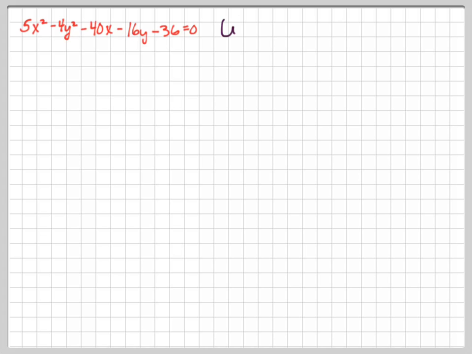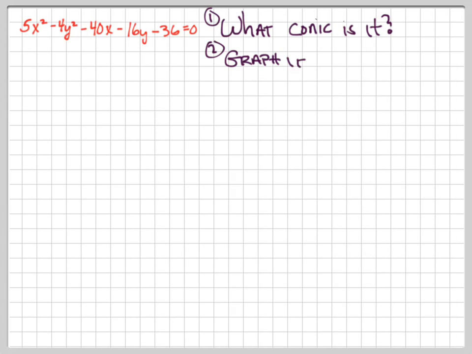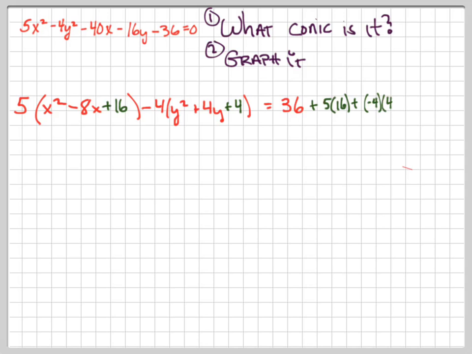All right, we have our other one. I'll go through it a little bit quicker. What conic section is it? And then graph it, and we factor it, same as before. We'll pull out the 5 and the 4. We're looking to complete the square. I take half of the 8 and square it, half of the 4 and square it, and then I just make sure that I add the same thing to both sides, and that will keep things balanced. And then it's just algebra at that point.